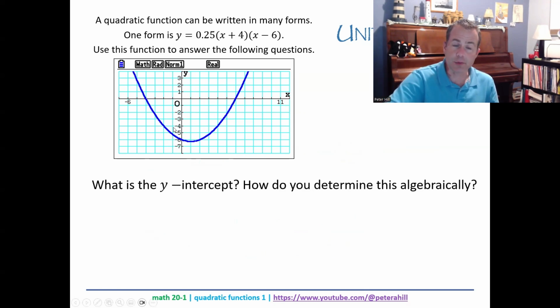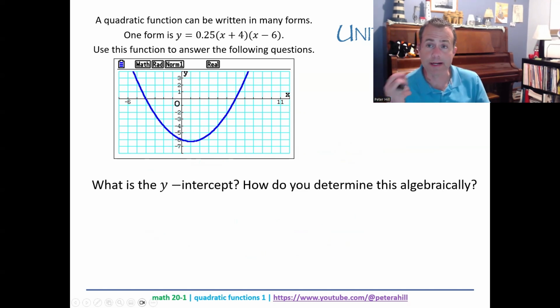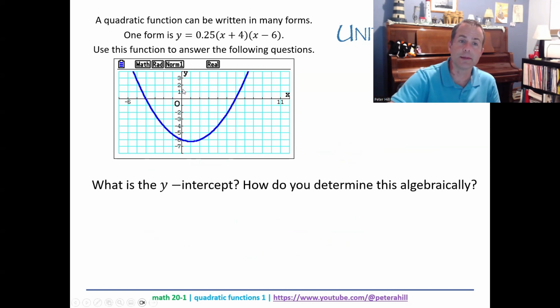Well, I can see it here. The y-intercept is at (0, negative 6). I can also reference that from my table, right? I had the point (0, negative 6) in my table. But how did I get the negative 6 in the first place? I did do that algebraically.